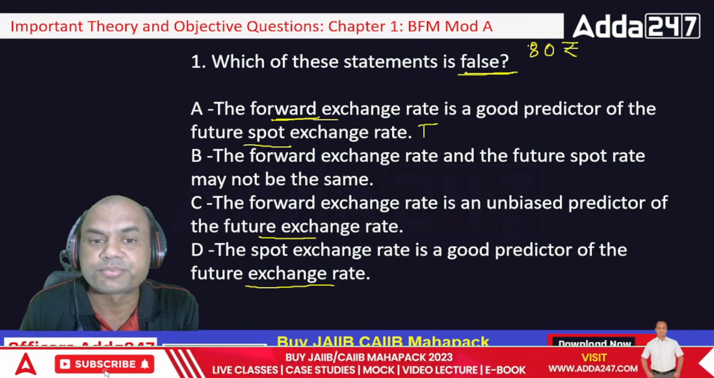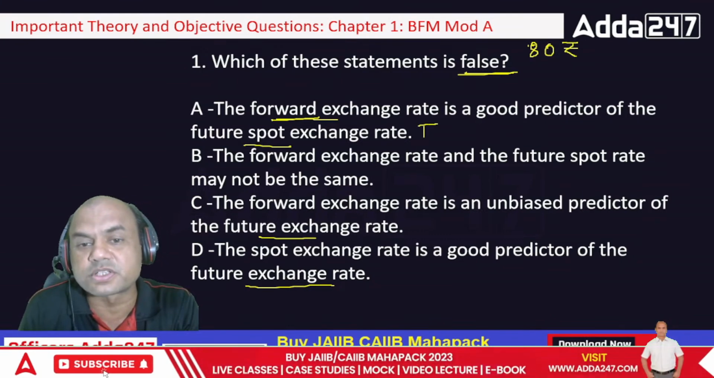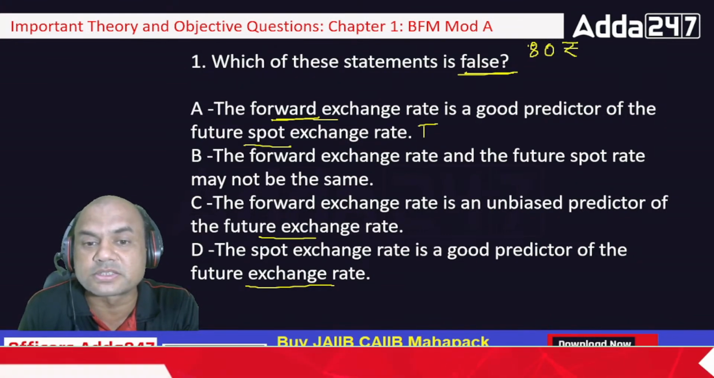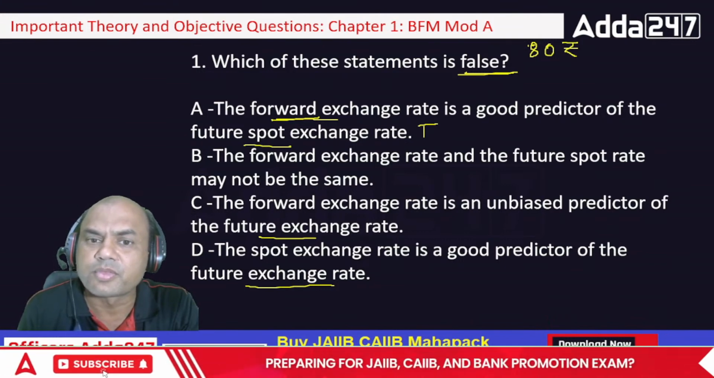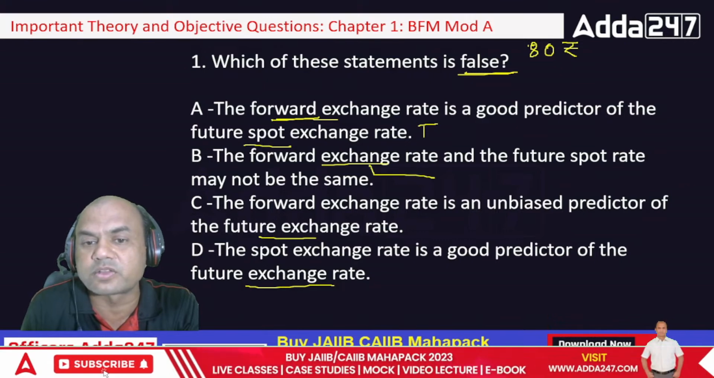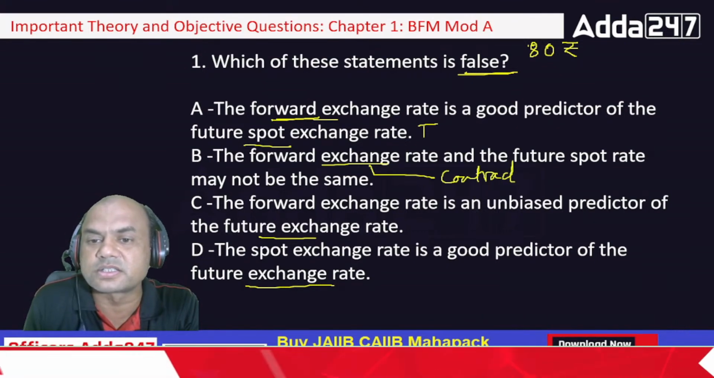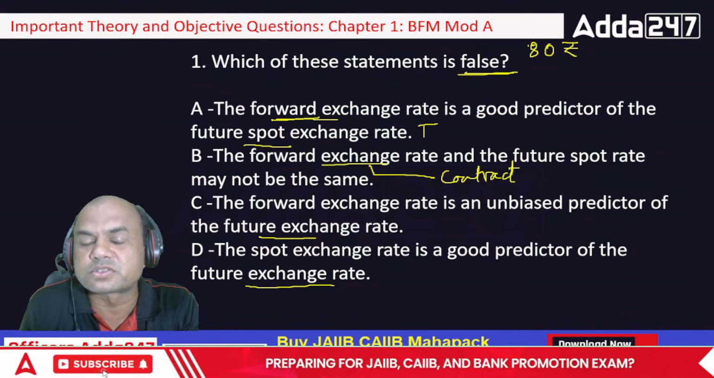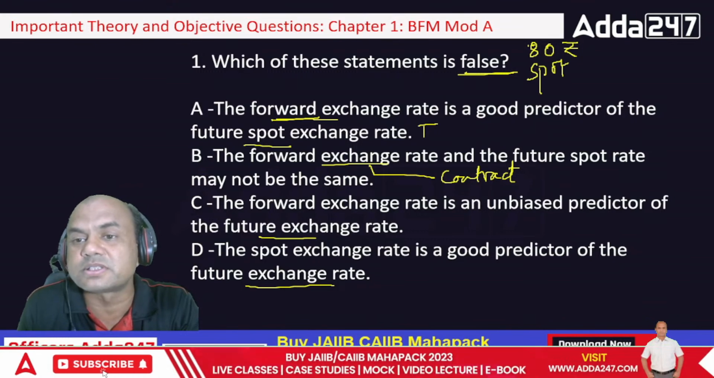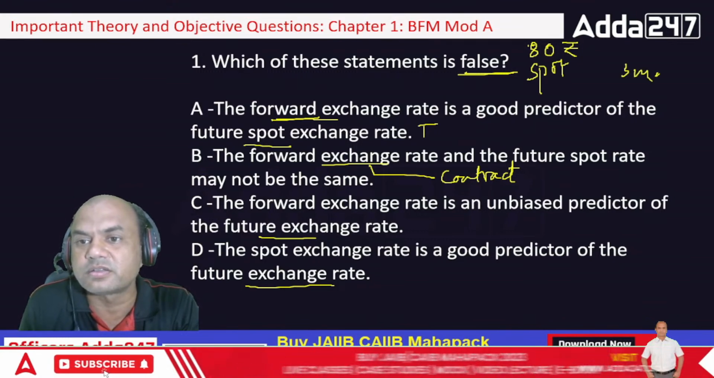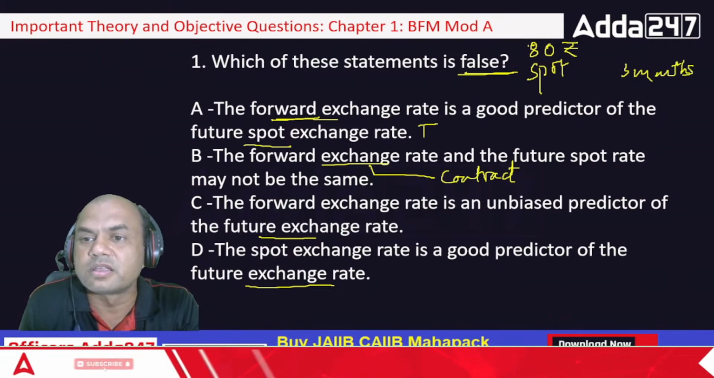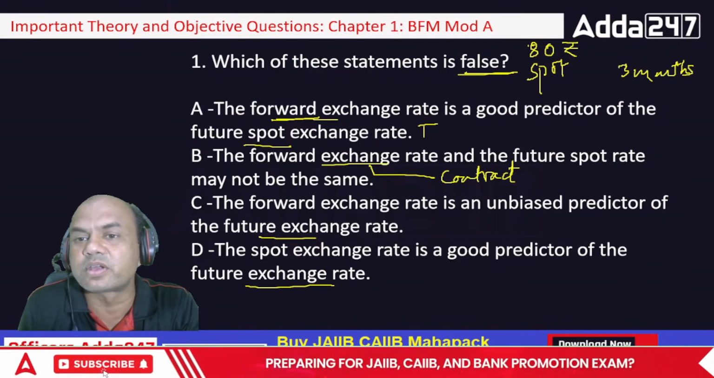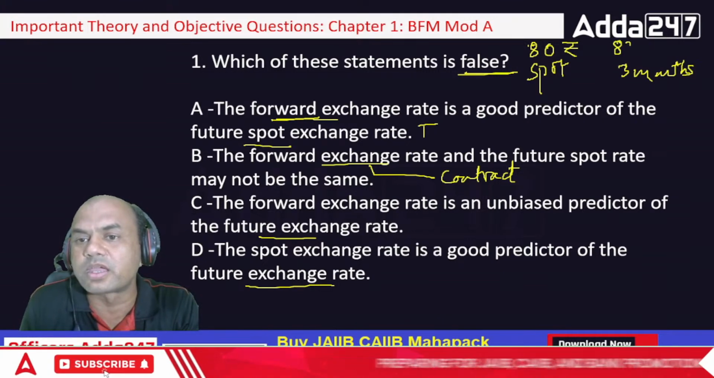But I want what? False. Forward exchange rate and a future spot rate may not be the same. So that is also true. Forward exchange rate means this is a contract booked. This forward rate is always a contract. Means what do you mean by this? See this. $1 equals 80 today at spot. And the forward rate I am booking for 3 months later. Let's say it is 82. I am booking it for 82.